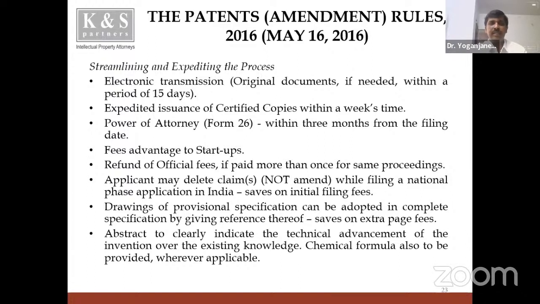as well as small scale entities. There is a fee benefit. Drawings or provisional specification can be adopted in the complete specification by giving a reference to them in the as-filed PCT application.